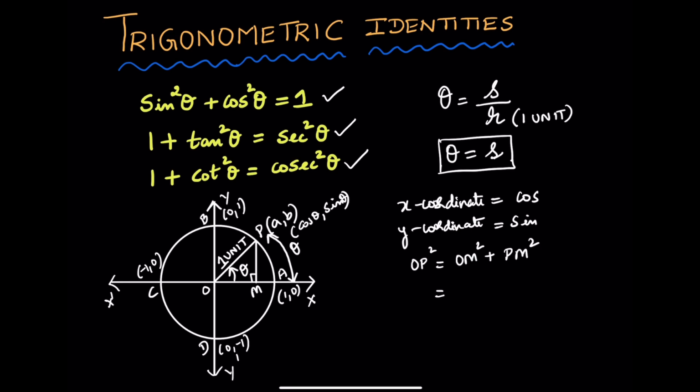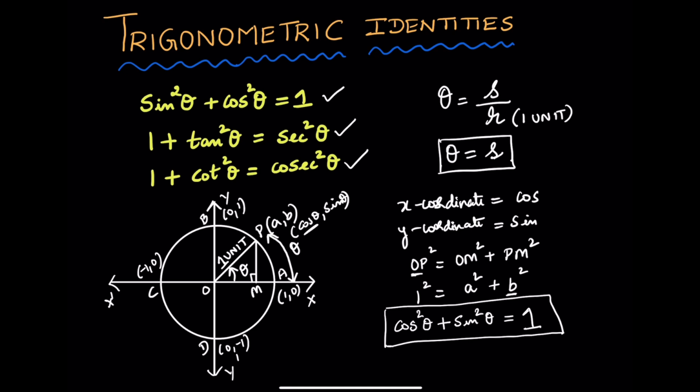And OM is nothing but A square, because that is the point here, and PM is the height, which is the y coordinate, which is B square. And OP being the hypotenuse, it is 1 square, which is 1. So now this can be rewritten as A square is nothing but cos theta, because it's the x coordinate. So A square will be cos square theta plus B square will be sine square theta is equal to 1. So this is how we arrive at the first identity, which is cos square theta plus sine square theta is equal to 1.